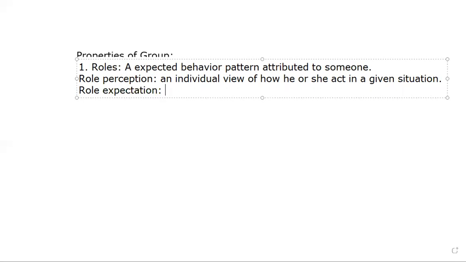So role expectation means how others believe a person should act in a given situation. It is role expectation.